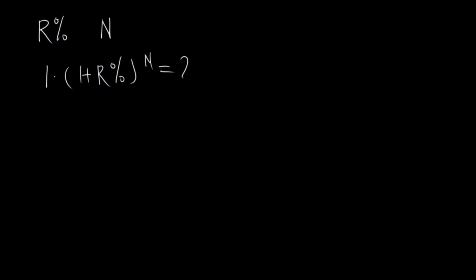So let's say our annual rate of return is R%. That's a horrible R. And it will take n years for my value to double. So we can write the equation as 1 times (1 plus R%) to the power of n equals 2. So I initially have the value 1. It takes n years for my value to become 2.